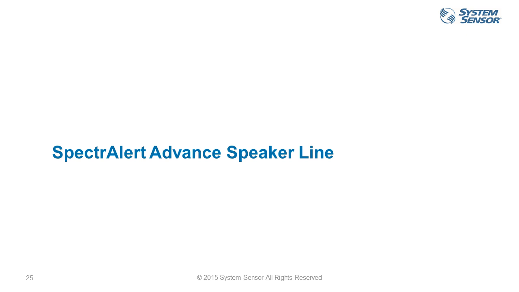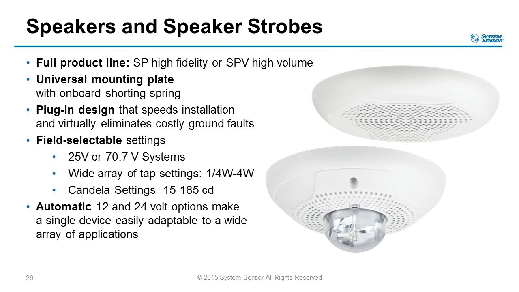Okay, well now that I've addressed the factors that can affect intelligibility, let's take a look at System Sensor's Spectra Alert line of speakers and speaker strobes. System Sensor provides a full line of speakers and speaker strobes that are ideally suited to meet intelligibility and audibility requirements for voice evacuation systems.